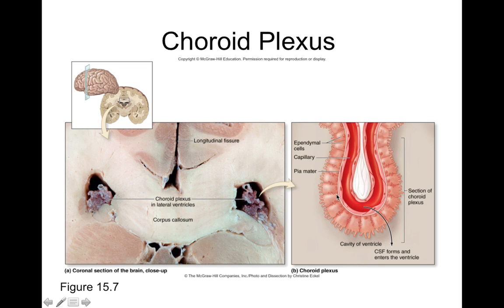So where do you find choroid plexus? All the ventricles. Good. And what are the glial cells that make choroid plexus? Ependymal cells. Good. What's cerebrospinal fluid made from? Blood. And what's it made of? Water, sugar, and electrolytes. Very good, you guys.